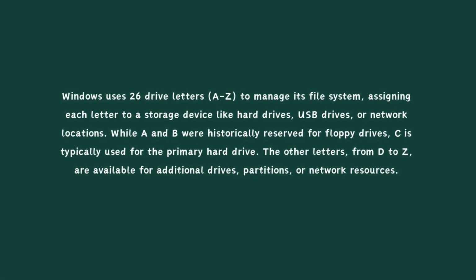Windows uses 26 drive letters, A to Z, to manage its file system, assigning each letter to a storage device like hard drives, USB drives, or network locations. While A and B were historically reserved for floppy drives, C is typically used for the primary hard drive. The other letters, from D to Z, are available for additional drives, partitions, or network resources.